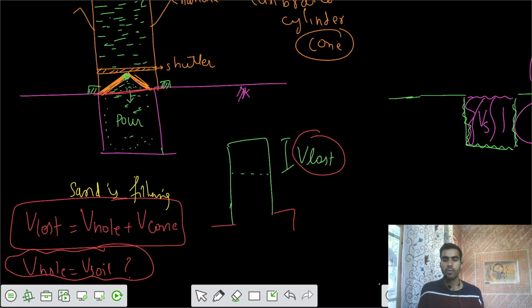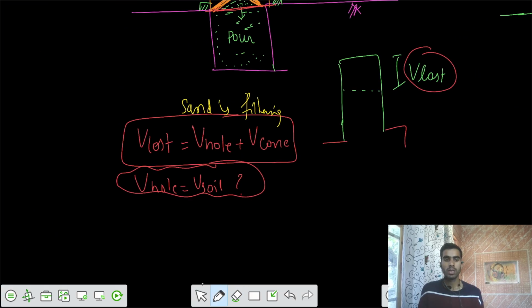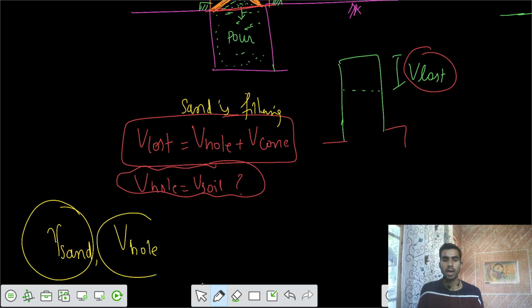So if I know somehow the unit weight of sand, and the volume it's filling in the hole, I can say, based on this relation, what is the volume of the hole. Let's see what I am saying.